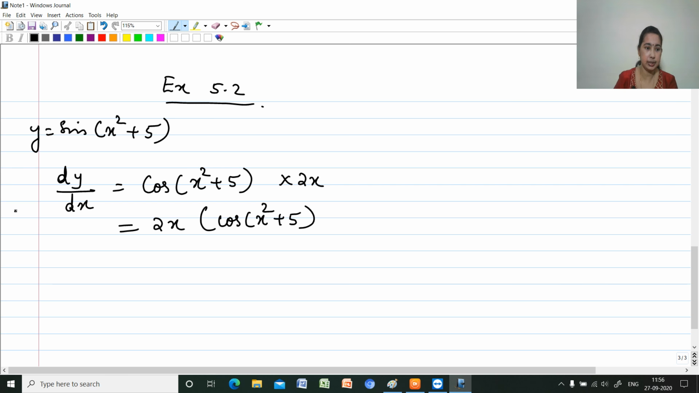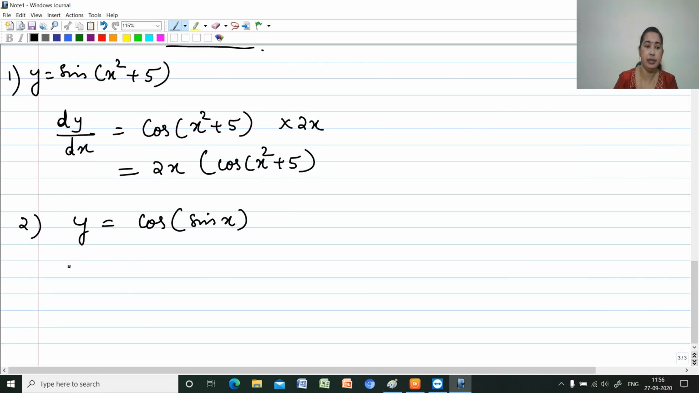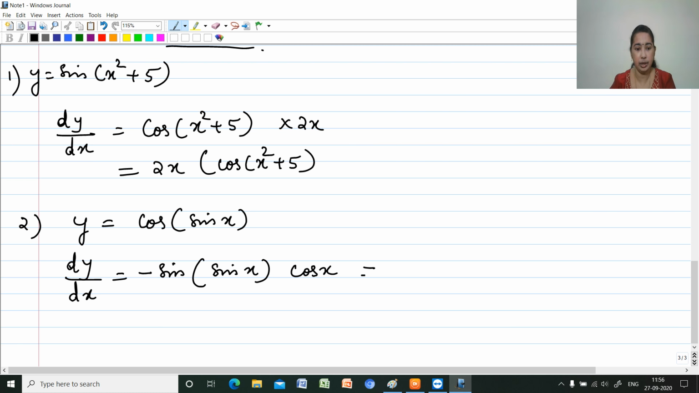Then the next one, this was the first question. The second one is y = cos(sin x). So what is the derivative? dy/dx of cos(sin x): the derivative of cos is minus sin(sin x) into the derivative of sin x, which is cos x. So the answer is minus cos x into sin(sin x).